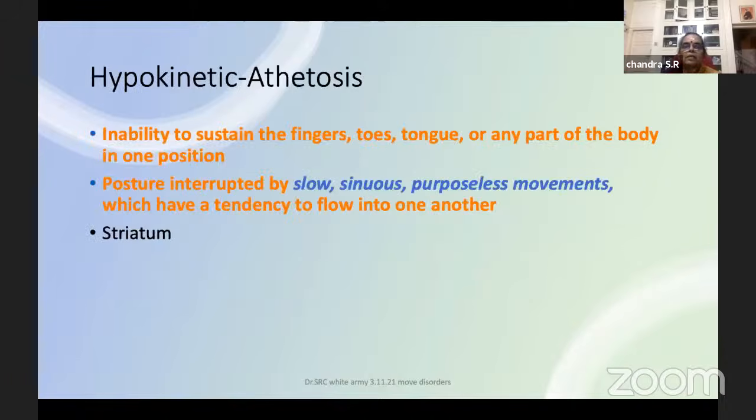So these are the hyperkinetic movements. Now we will come to the hypokinetic. Under that, you have athetosis. That is the inability to sustain the fingers, toes, or tongue in any one position. It is a slow, sinuous, purposeless, rhythmic movement which flows from one joint to another, so the patient cannot maintain posture for some time. The pathology is in the striatum.